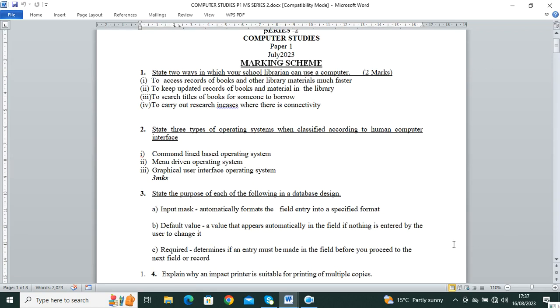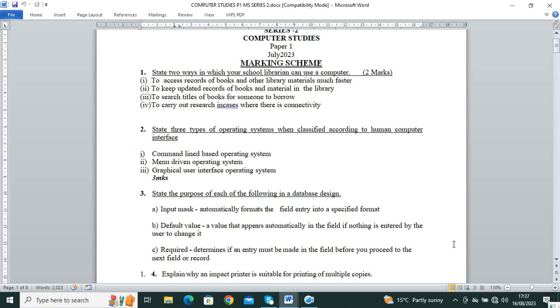So we have state 2 ways in which your school librarian can use a computer. So you can use it to access records of books and other library materials much faster, to keep updated records of books and materials in the library, to search titles of books for someone to borrow, to carry out search in cases where there is connectivity.